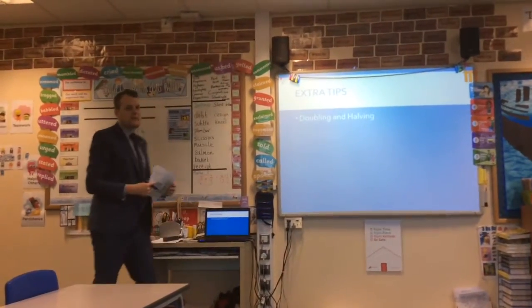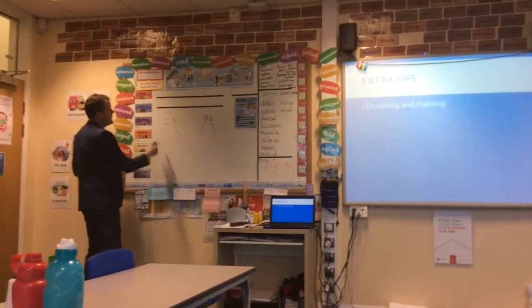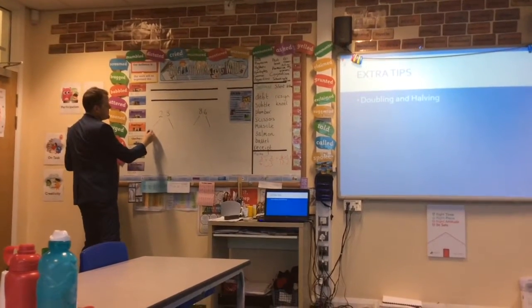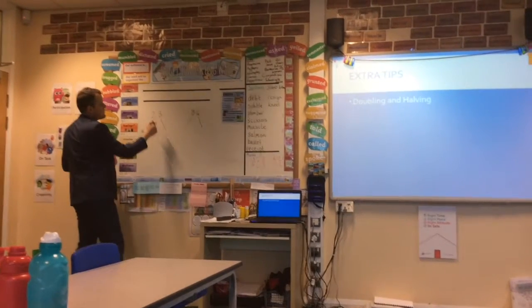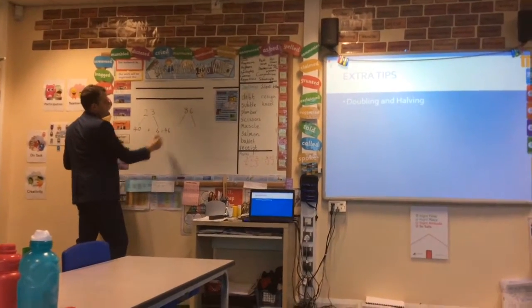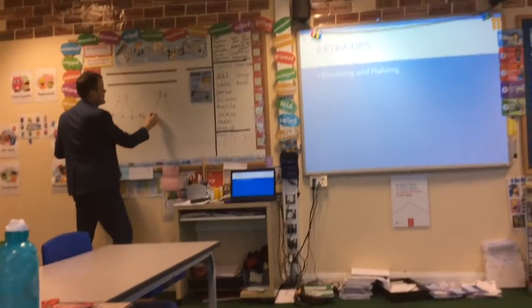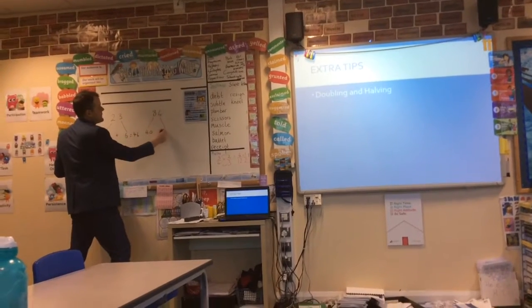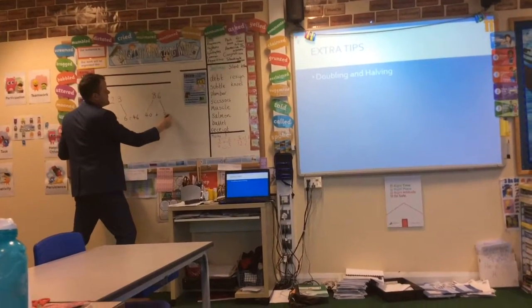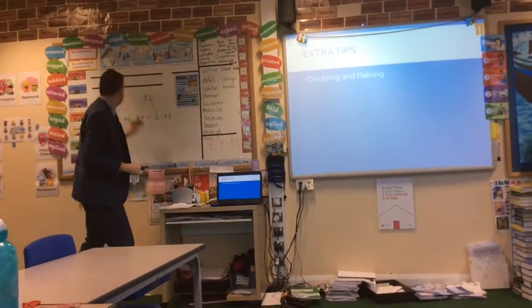Looking at doubling and halving, the children may look to double 23 for example, and think about what double 20 is. Well, that's 40. What's double 3? That's 6. And put them together. That can also work for halving as well. So what's half of 80? It's 40. What's half of 6? It's 3. So half 86 is 43. Just a different way to represent it.